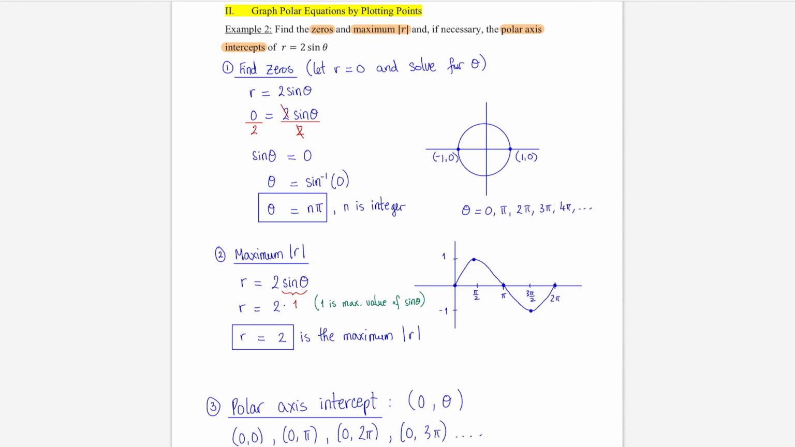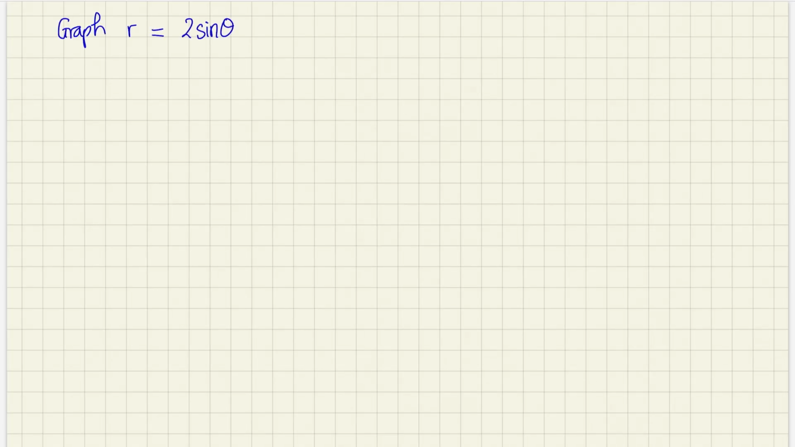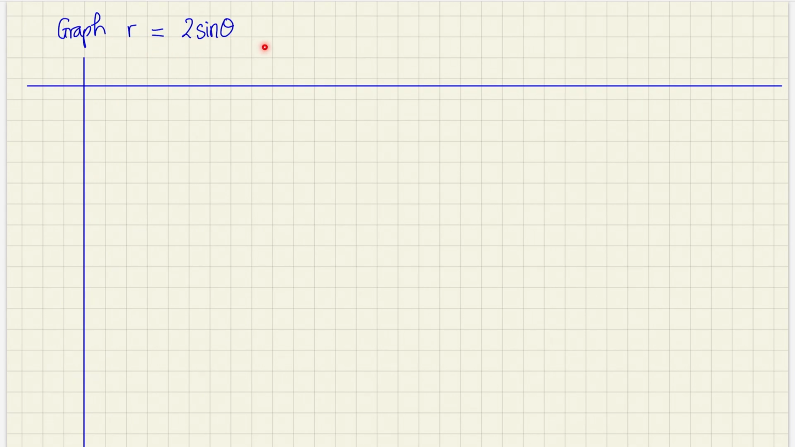In this question, they did not ask me to graph r equals 2 sine of theta, but I want to show you how to graph this as well. So I'm going to add another page and show you how to graph this one. I am going to plot the points, so I'm going to look for the corresponding pairs of r and theta. I will let theta be 0, pi over 6, pi over 3, pi over 2, 2 pi over 3, 5 pi over 6, and pi.